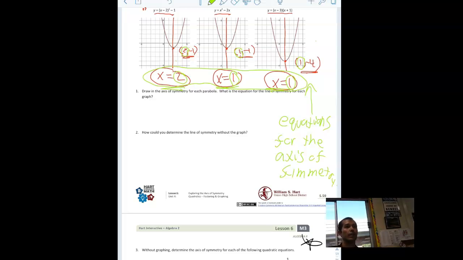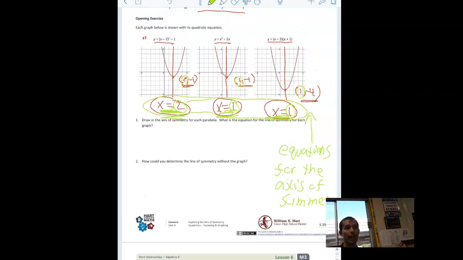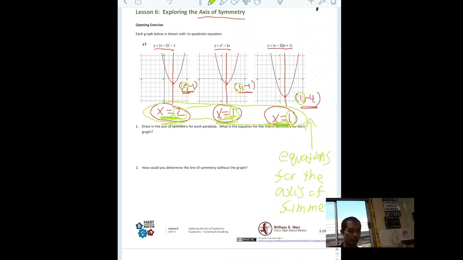So the equation for the axis of symmetry for problem number 1 is x equals 2. The equation for the axis of symmetry for problem number 2 is x equals 1. And the equation for problem number 3 for the axis of symmetry is also x equals 1. Okay? Remember, the equation for the axis of symmetry is different than the equation that indicates the quadratic that we have. So if you notice, we have 3 different equations that describe the 3 different quadratics.